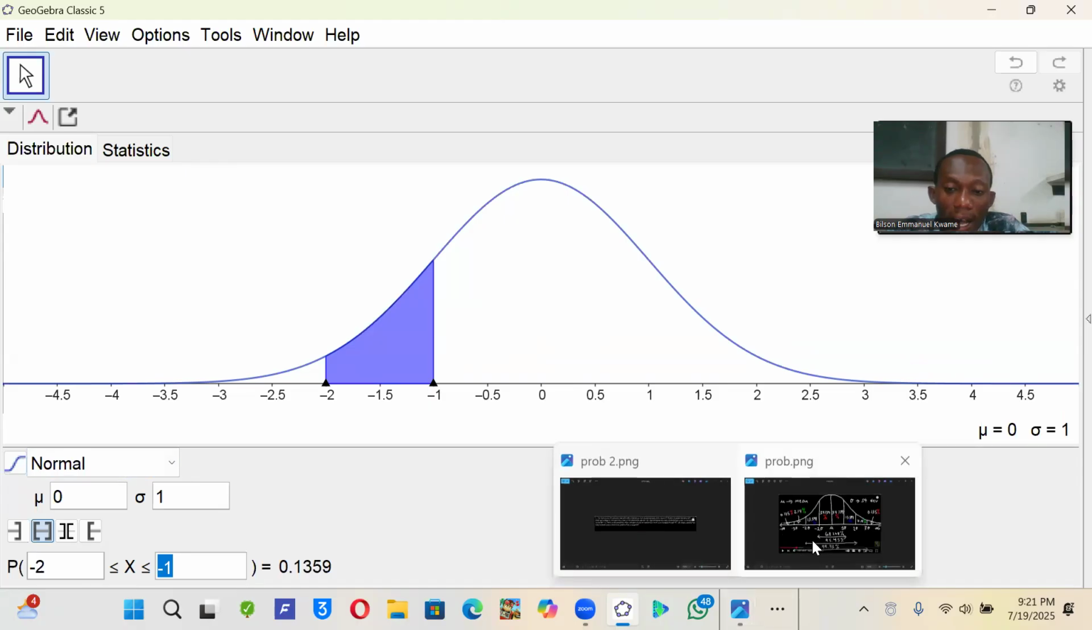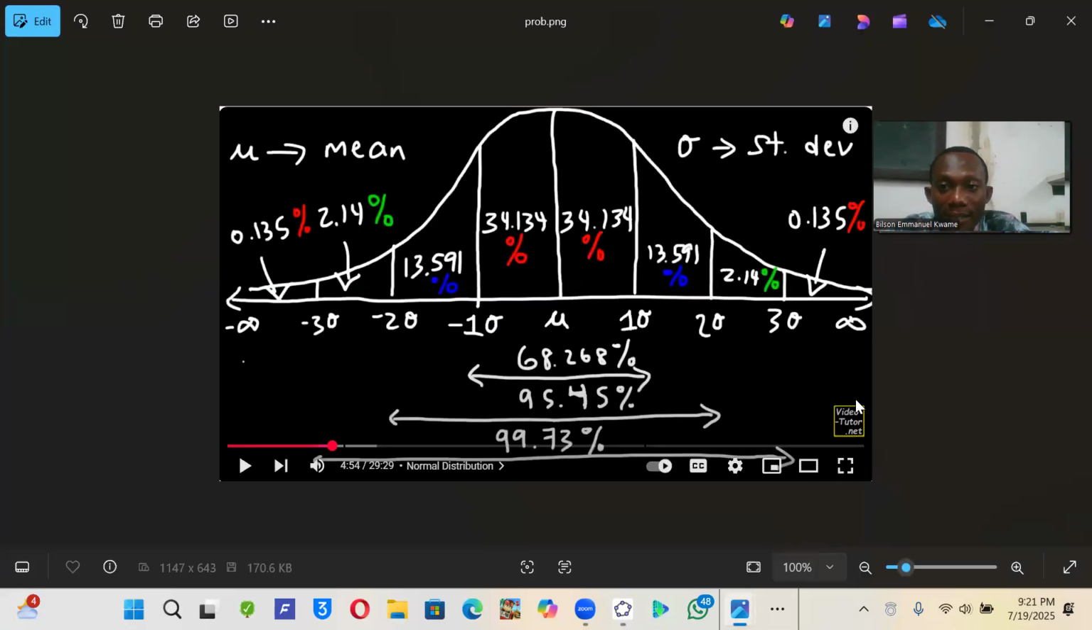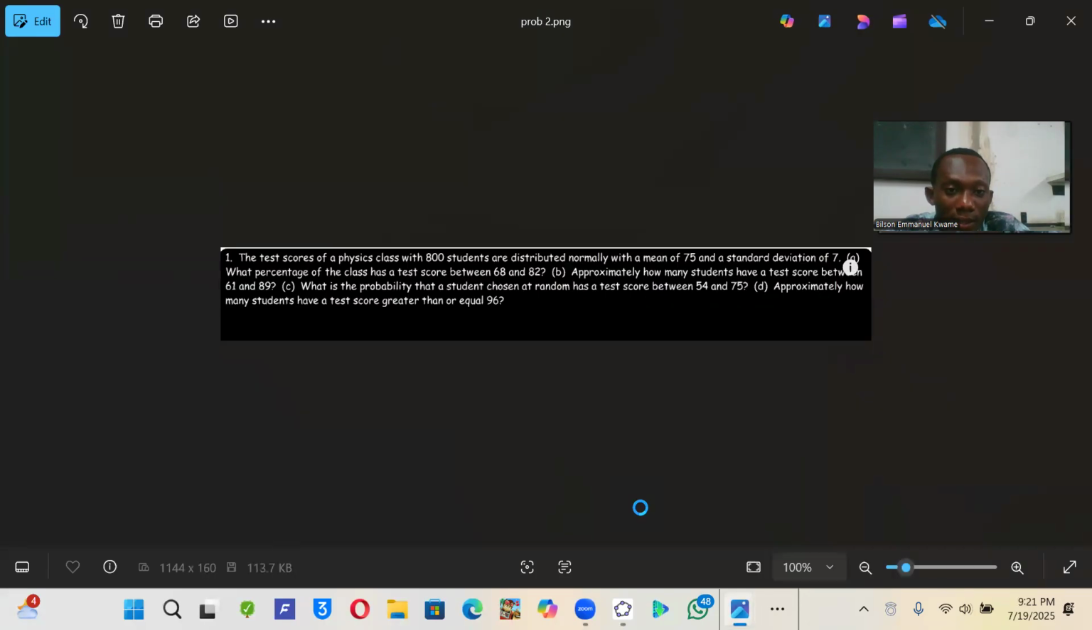Now that we have that conceptual understanding about what happens when we are doing it, we are going to really solve a question. Do you get it? Now let's solve a question.